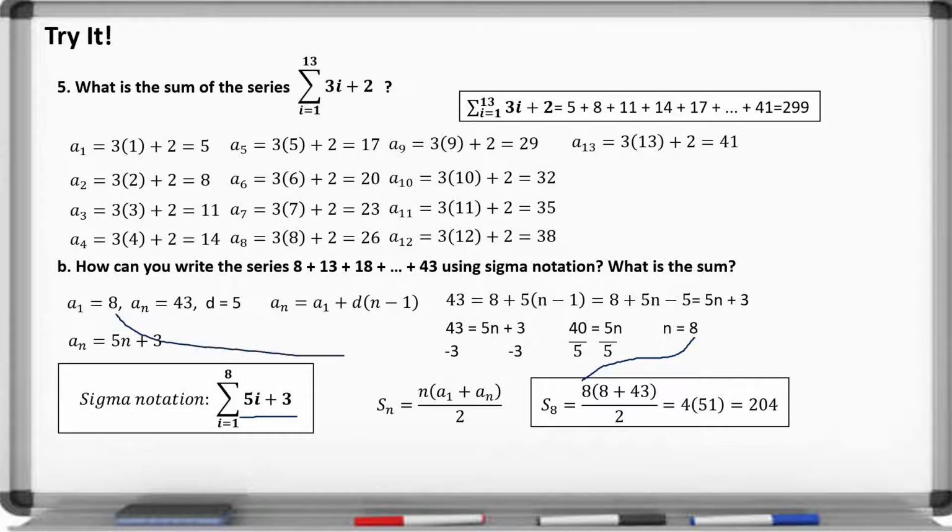We also know that a1 is 8, and we know that an is 43. So we can plug those in. So we know that 8 divided by 2 is actually 4, and then 8 plus 43 is 51. Multiplying those together gives us 204.